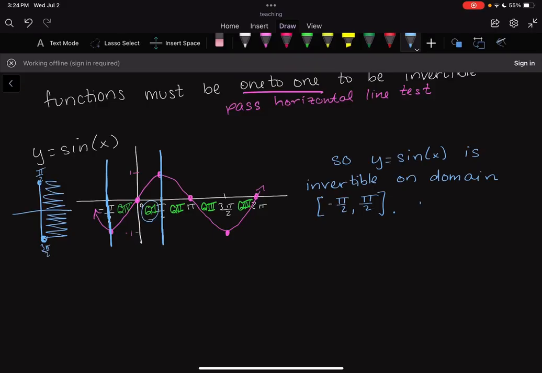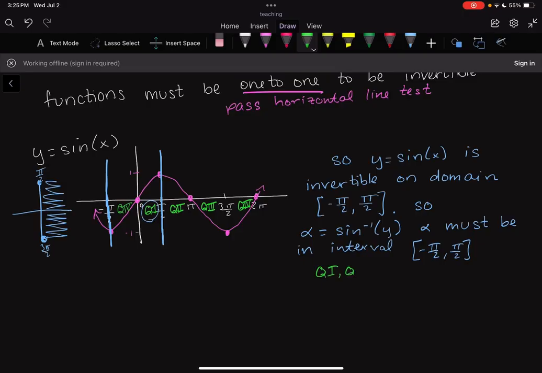What this means, so alpha equals sine inverse of y. Alpha must be in the interval negative pi over 2 to pi over 2, which we will find is going to be quadrants 1 and 4, also including the quadrantals of negative pi over 2 and pi over 2.